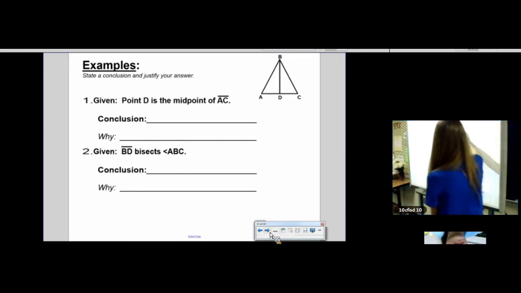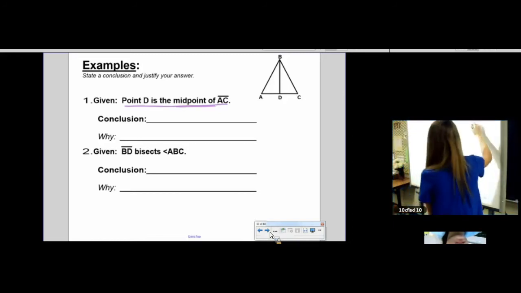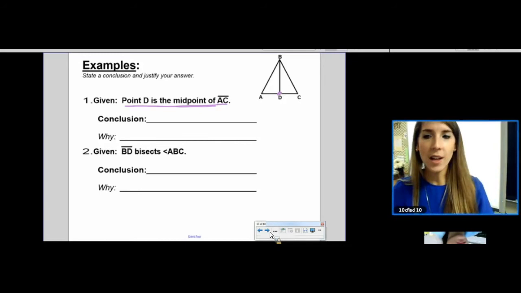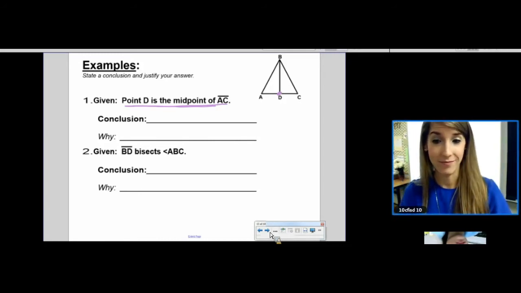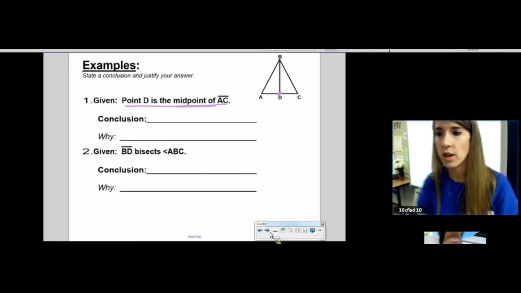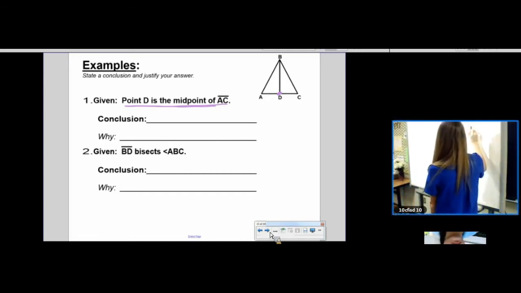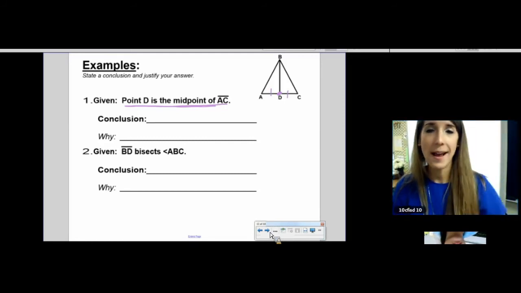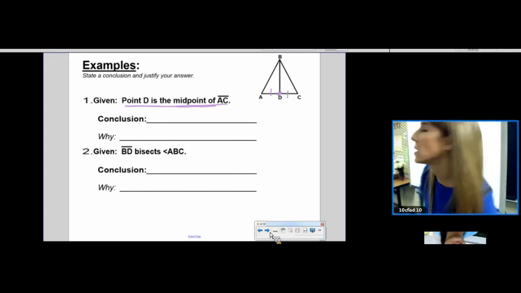Given, this is what's given to you. Point D is the midpoint of AC. What do we conclude when we know there's a midpoint? Write it down. What is the conclusion? Good. The conclusion is that I would go to my picture and I would add tick marks. If I knew D was a midpoint, I would add tick marks.